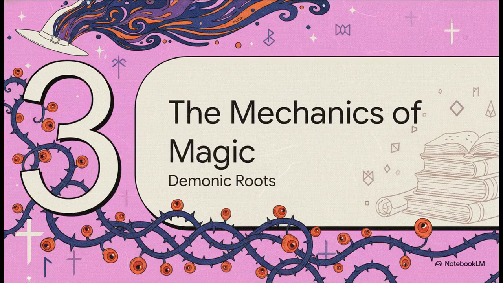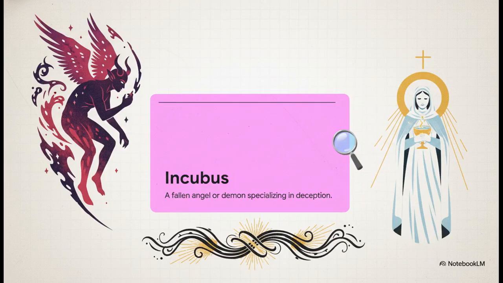Moving on to Chapter 3, the Mechanics of Magic, and the duality of his demonic roots and holy purpose. Now, back in the medieval era, you couldn't just have a super powerful sorcerer without bringing theology into it. You really have to understand how he performed this magic. So, according to the legend, Merlin was the son of a devout human nun and an incubus, which is essentially a demon specializing in deception.